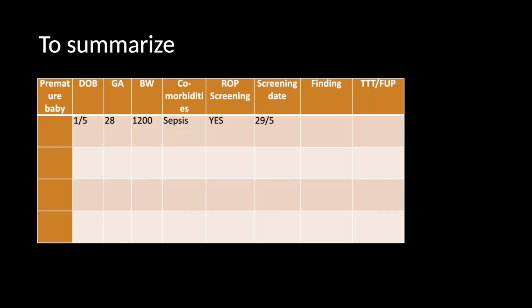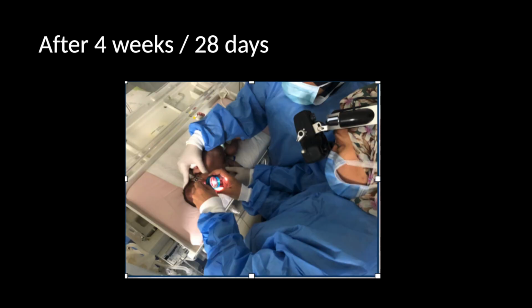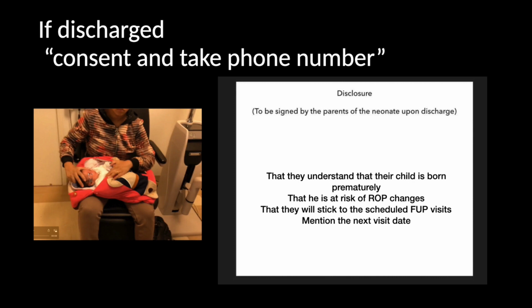So to summarize, if you have a case of a premature baby, you have to check if it is within the screening criteria. We check the screening date, and then at that time the NICU staff have to call us for an examination, or if the child is discharged, they have to make the parents sign an informed consent that they will get at the time of the examination and take their phone number.